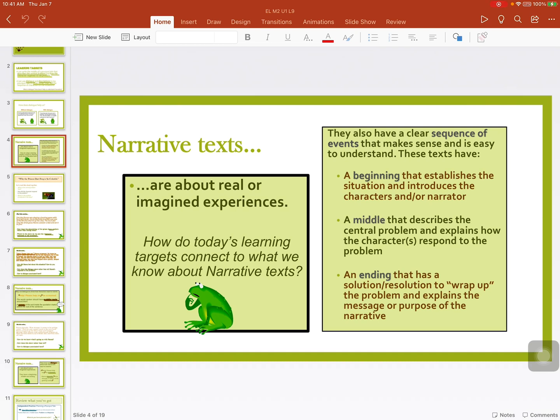These texts have a beginning that establishes the situation and introduces the characters and/or narrator. A middle that describes the central problem and explains how the characters respond to the problem. An ending that has a resolution to wrap up the problem and explains the message or purpose of the narrative.